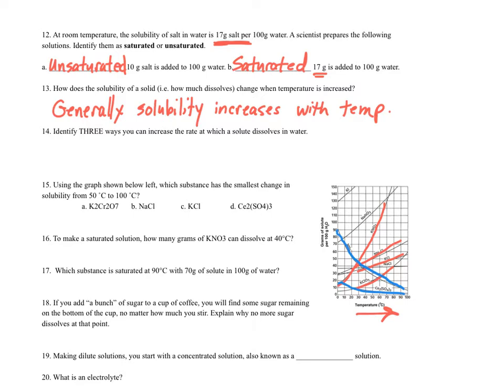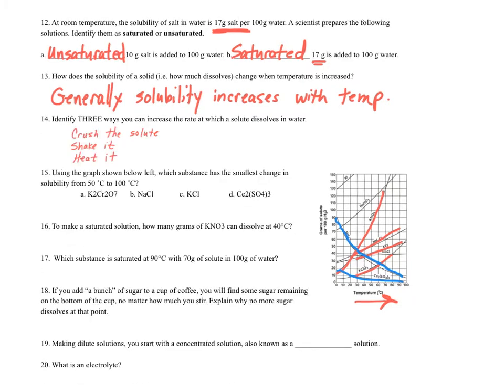All right, identify 3 ways you can increase the rate at which a solute will dissolve. You could crush or pulverize or powderize the solute. It will dissolve faster. You could shake the mixture, and that helps it dissolve faster. Or in some cases, you could heat it, and it will dissolve faster as well.